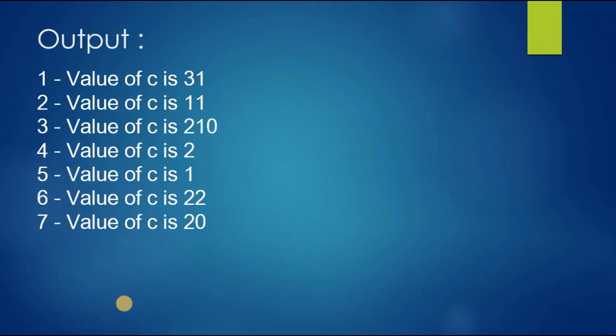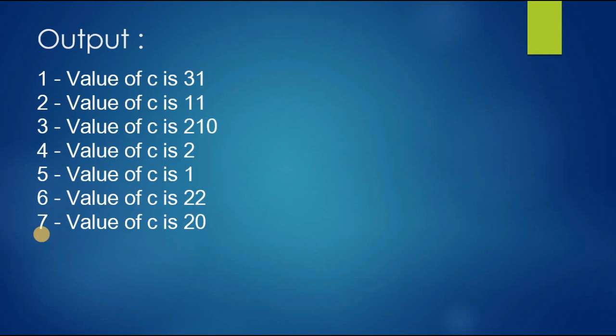Then we will get the output. For the first operation we got the output: value of c is 31, which is the addition operation. Second, the value of c is 11, which is the subtraction operation. Third, the value of c is 210, which is the multiplication operation. Fourth, the value of c is 2, which is the division operation. Fifth, the value of c is 1, which is the modulus operation.